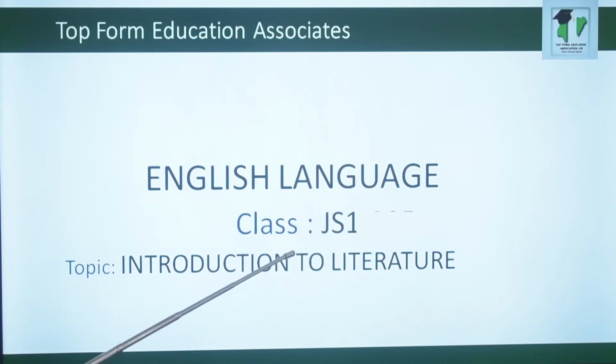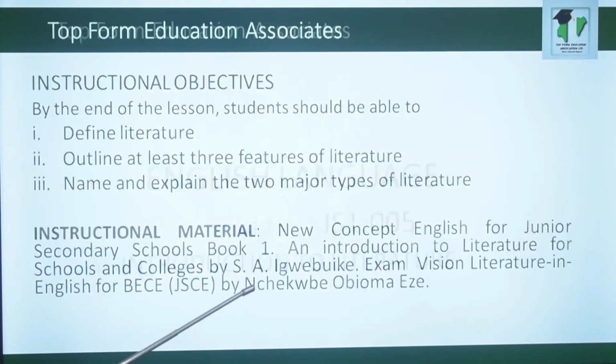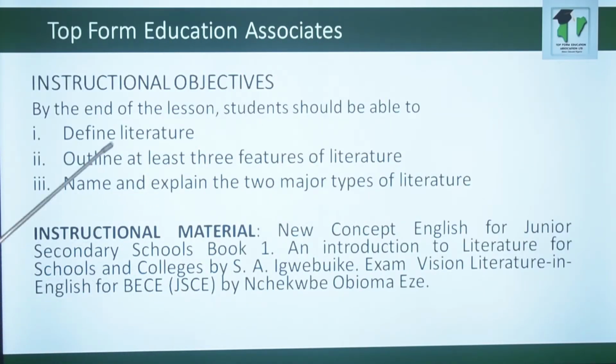Topic: Introduction to Literature. The instructional objectives are: by the end of the lesson, students should be able to 1. Define literature. 2. Outline at least 3 features of literature. And 3. Name and explain the 2 major types of literature.